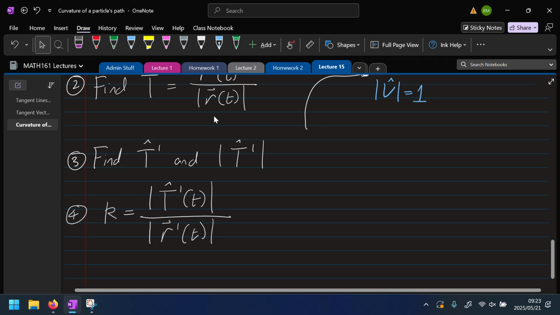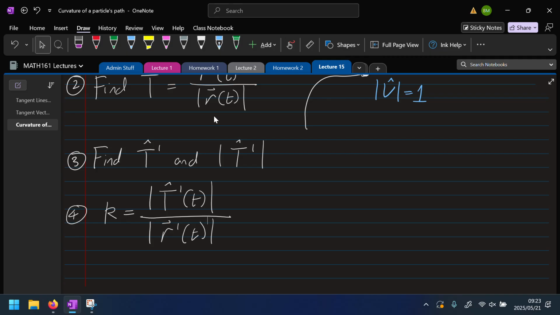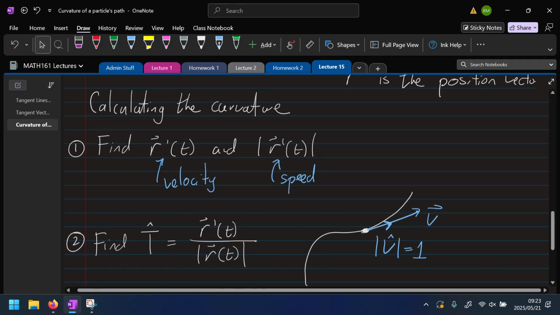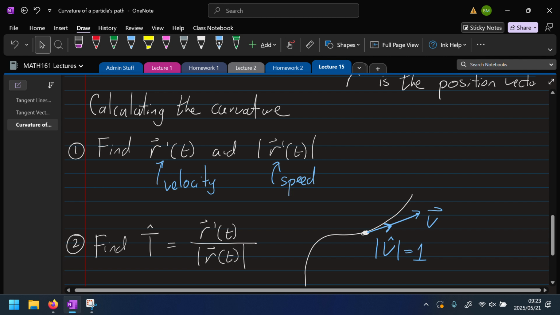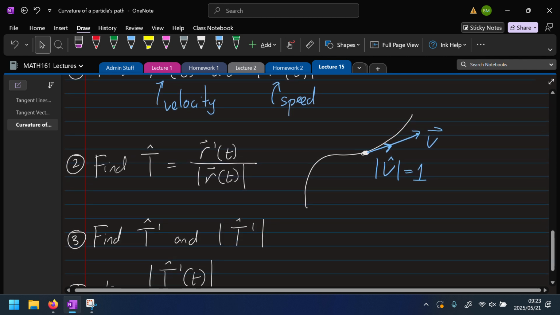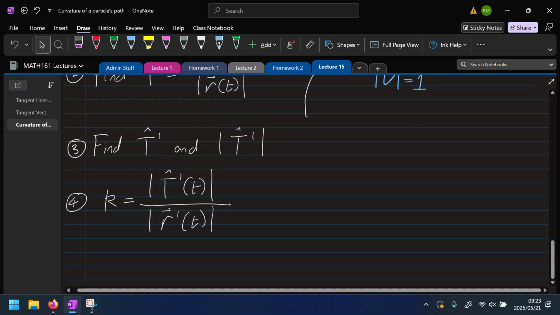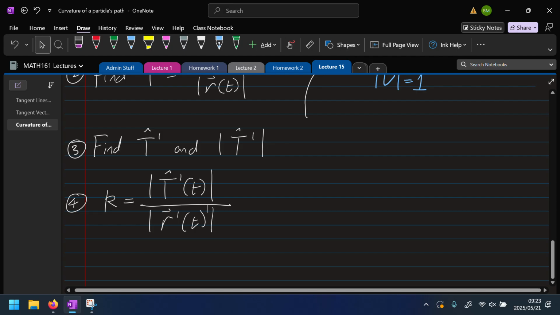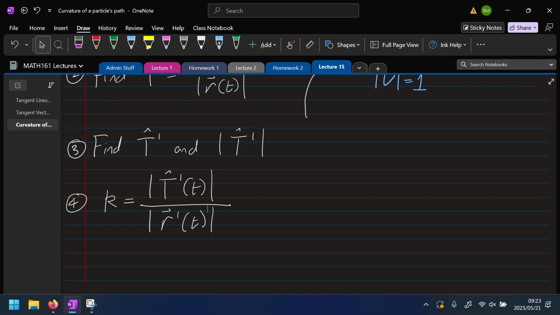Any questions on the steps? Okay, so we'll go through it one more time. Number 1, find your velocity and the speed. Number 2, divide the velocity by the speed to get a unit vector in that direction. Step 3, take the derivative. And then finally, step 4, take the length of that and divide it by the length of the velocity vector or the speed. So this bottom part, that's the speed. Okay, any questions?